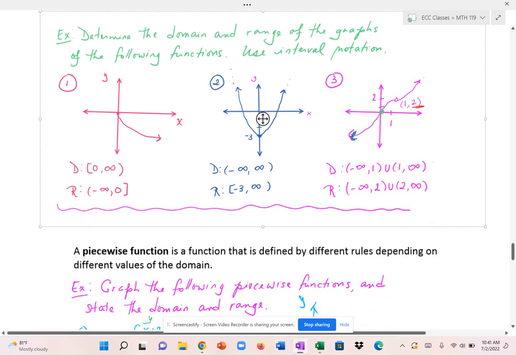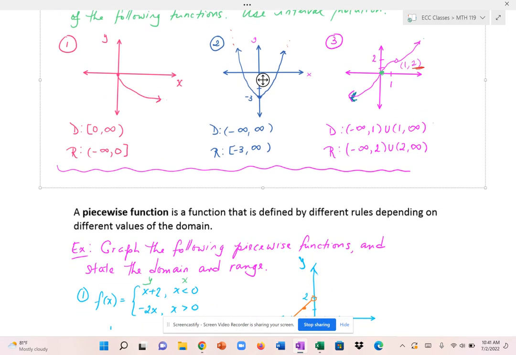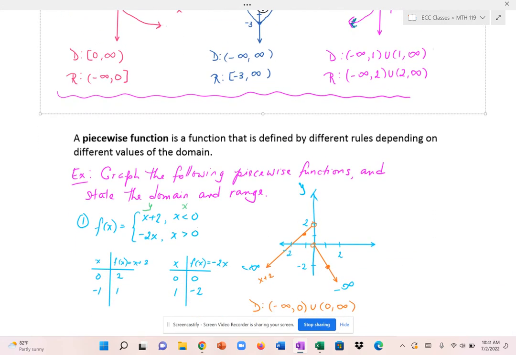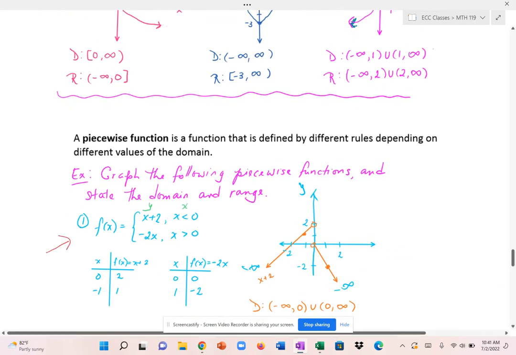Okay, so now we're going to talk about piecewise functions. A piecewise function is a function that is defined by different rules depending on different values of the domain. So instead of just having f of x equals some statement, you're going to have f of x equals 2 or more statements. So in the first example here in blue, I have f of x is equal to x plus 2 when x is less than 0, and it's equal to negative 2x when x is greater than 0. This is one function defined two different ways depending on what the values of x are.